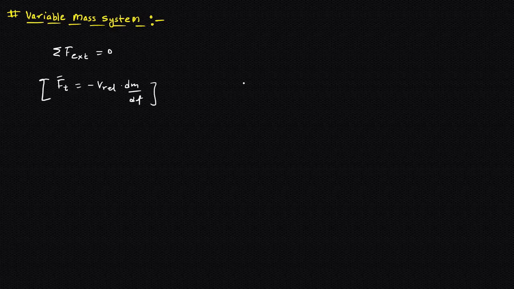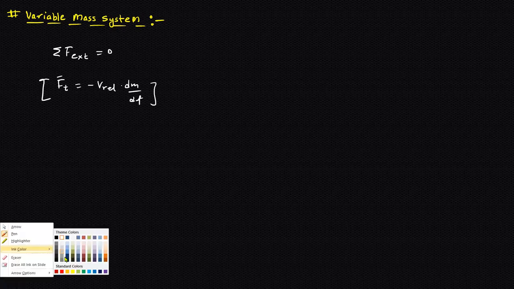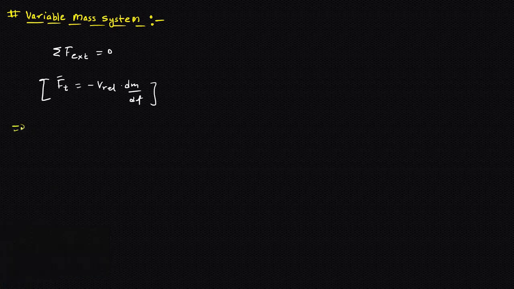If you do not know, please watch the last video of variable mass system. Now in this second video of variable mass system, we are going to learn about the case in which the total external force on the variable mass system is not zero. In this second case, the total external force on the variable mass is not zero.